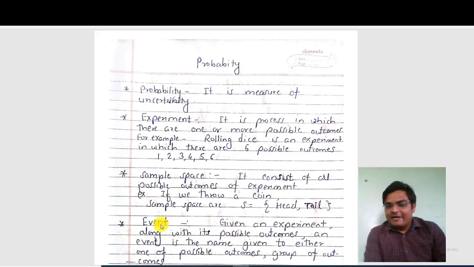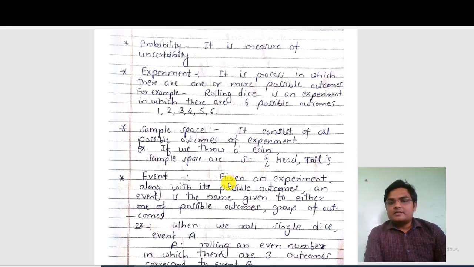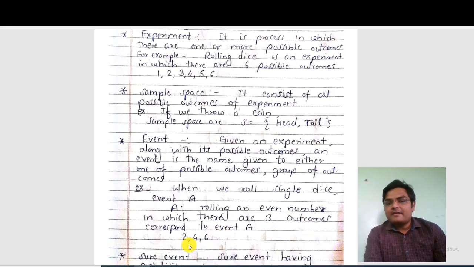Next concept, event. Suppose there is an experiment with all possible outcomes. An event is given the name of a possible outcome or group of outcomes. Suppose you roll a single dice and our event is rolling an even number, so our outcomes are 2, 4, 6. Even numbers we know are 2, 4, 6. That is called an event. An event is a part of the experiment.